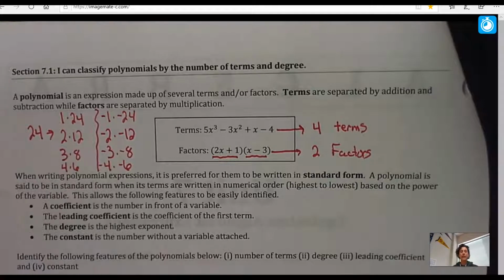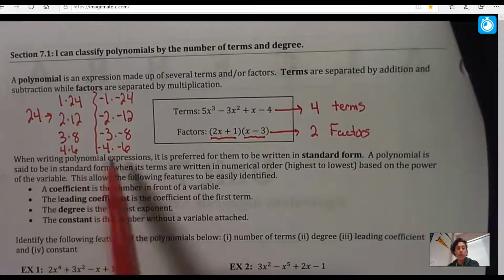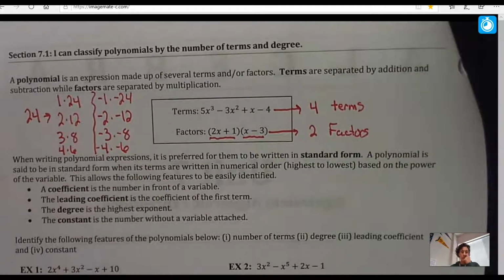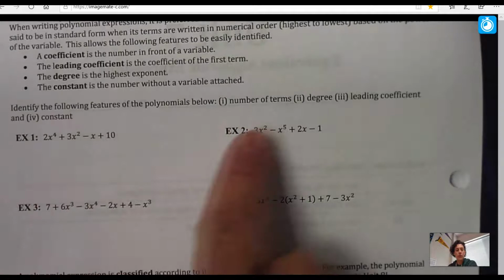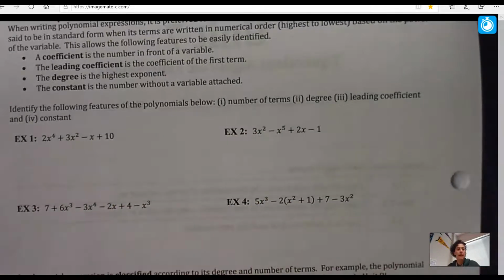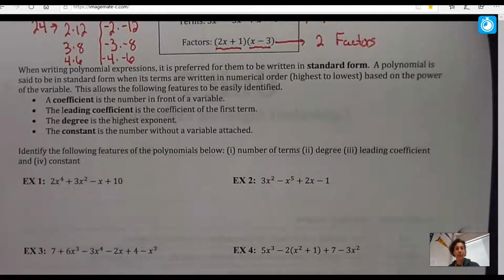Terms might be a slightly newer word for you. So when we write polynomial expressions, so there's also expressions and equations. Equations have an equal sign at the end. Expressions don't. So notice how there's no equal sign here. It's just because there's nothing to set it equal to. What we're going to be doing is just finding equivalent versions of it. I'm not going to try to figure out what x is. I just want to clean it up, simplify it.